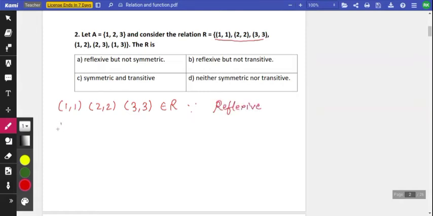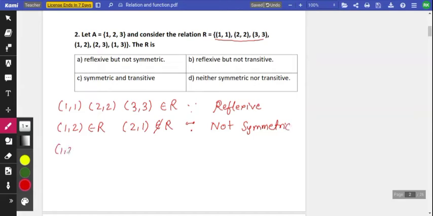For symmetric, if (1,2) belongs to R, then (2,1) also belongs to R, but (2,1) does not belong to R. Therefore, the given relation is not symmetric. For the given relation to be transitive, if (1,2) and (2,3) belong to R, then (1,3) also belongs to R. Therefore, the given relation is transitive. So the correct answer is option A. The given relation is reflexive but not symmetric.